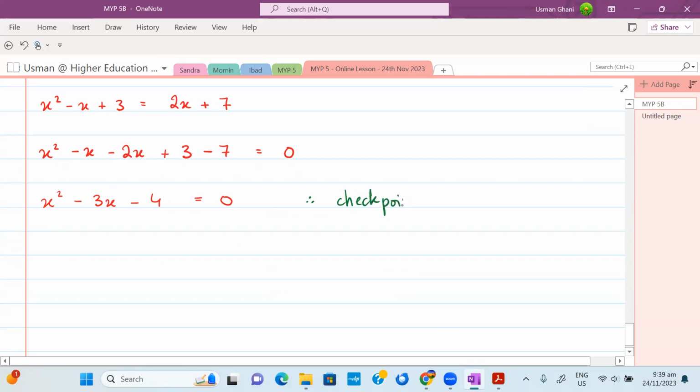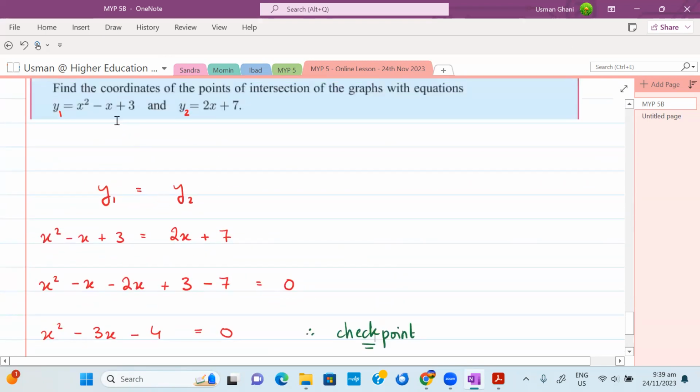Why do I call this a checkpoint? You've achieved a quadratic equation in the standard form, and now you have to solve it using mid-term breaking or the quadratic formula. If your equation itself is wrong, both your x answers will be wrong. You'll plug those answers into any of these equations, and the y answers will also be wrong.